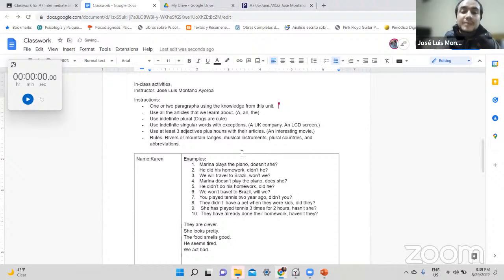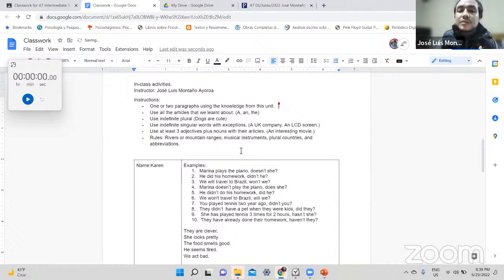It means that in the paragraph, or again, it's 1 or 2 paragraphs, we have to use this information. We need to use the articles, the indefinite plural, the singular nouns with exceptions, and a UK or an LCD. Then at least 3 adjectives plus nouns. It means an interesting movie. And then read these rules: one related to rivers or mountain ranges, the other to musical instruments, the other to plural countries, and finally, abbreviations. This is not a rule, but try to use these connectors.